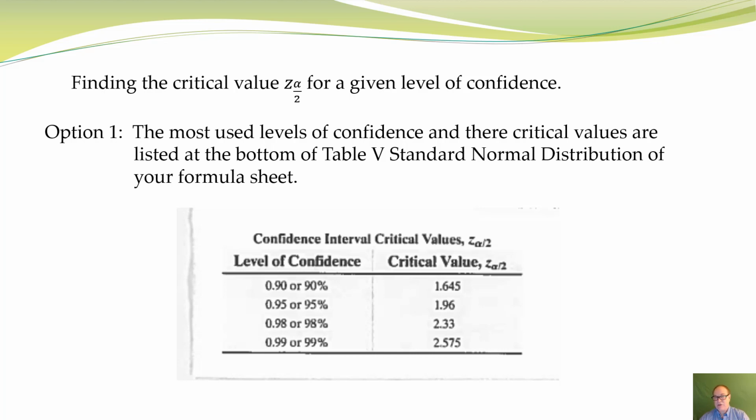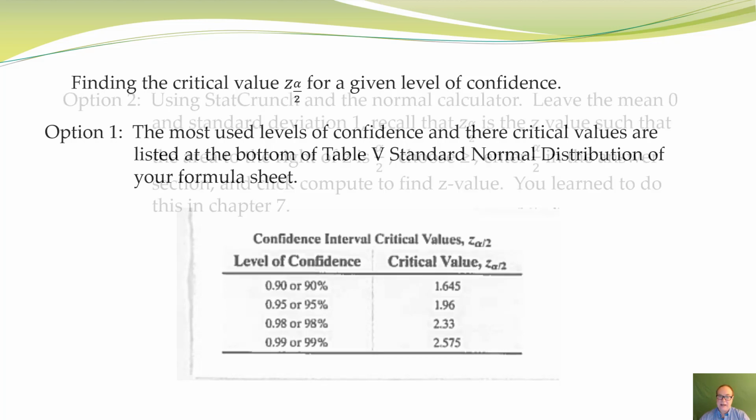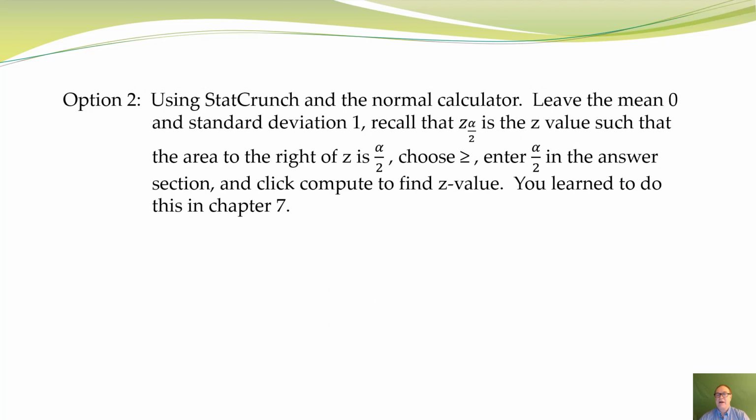Let's say you didn't have one of those levels of confidence. Then option 2, using StatCrunch and a normal calculator. Leave the mean 0, the standard deviation 1. Recall that Z sub alpha divided by 2 is the Z value such that the area to the right of Z is alpha divided by 2. You choose greater than or equal, enter alpha divided by 2 in the answer section, and click compute to find the Z value. You learn to do this in Chapter 7.